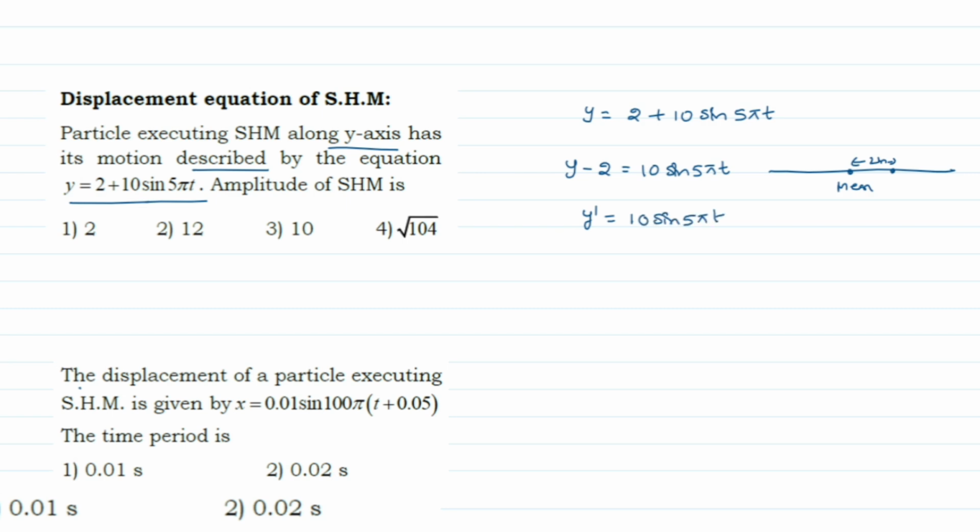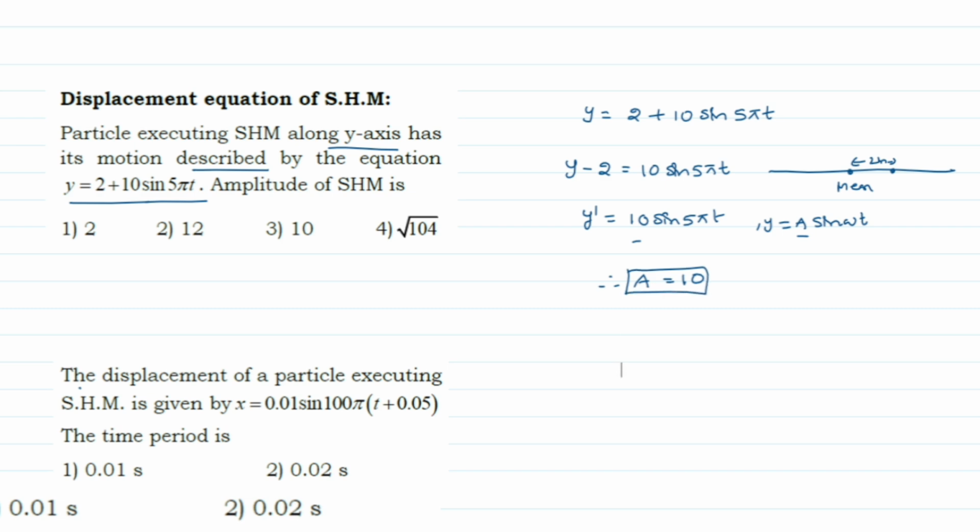The basic simple harmonic equation is y equals a sin omega t. When you compare these two equations, instead of a you get 10 units. Therefore the amplitude of SHM here is 10 units.